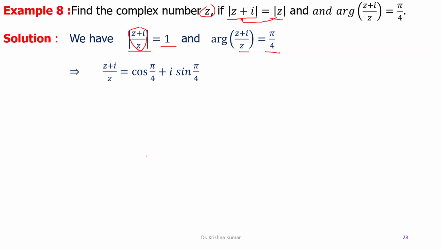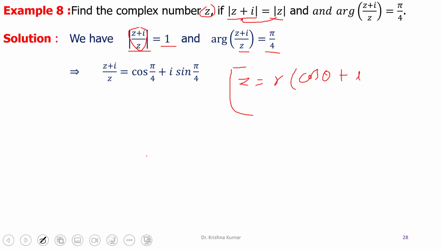Since we know the modulus and argument of this complex number, we can represent it in polar form, which is nothing but z = r(cos theta + i sin theta). Here the value of r is 1 and the value of theta is pi by 4. So (z + i)/z can be written as cos pi/4 + i sin pi/4.